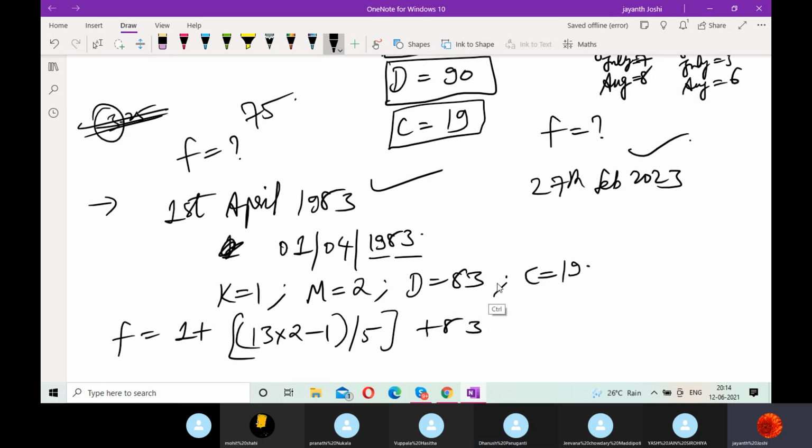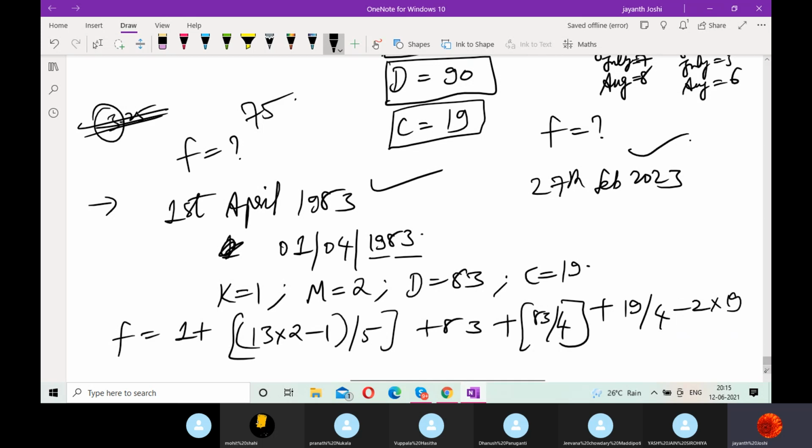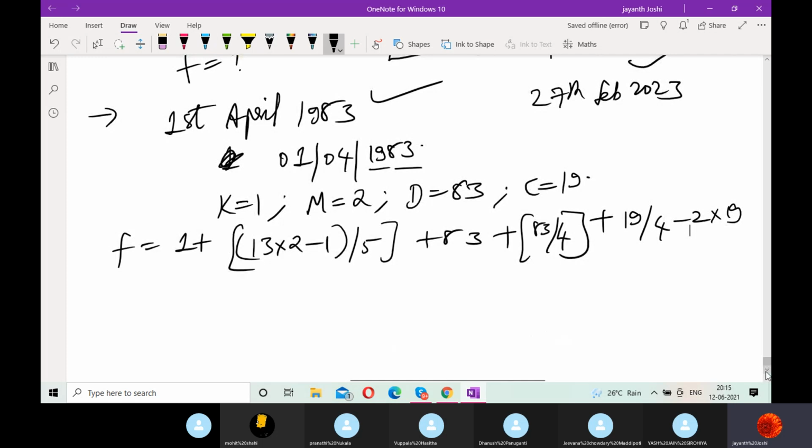Why 83? Because in the formula it's very clear: D plus D by 4 plus C by 4 minus 2C. So you can apply the BODMAS rule and solve this completely. Bracket first, then of, division, multiplication, addition, subtraction. Always, this is the standard formula. Vinculum is not there, so solve the bracket first, then division, then multiplication, then addition, then subtraction.